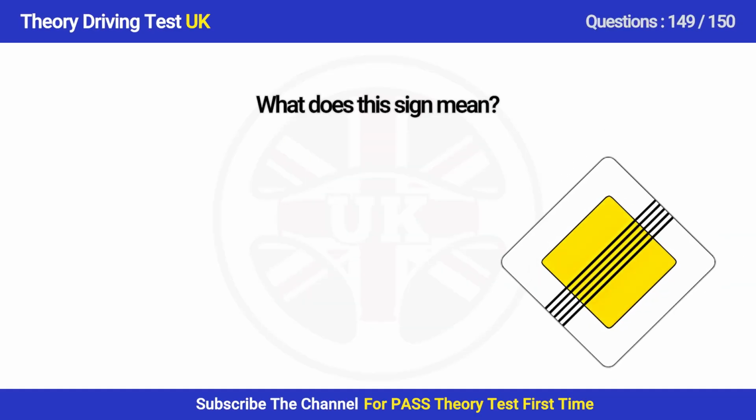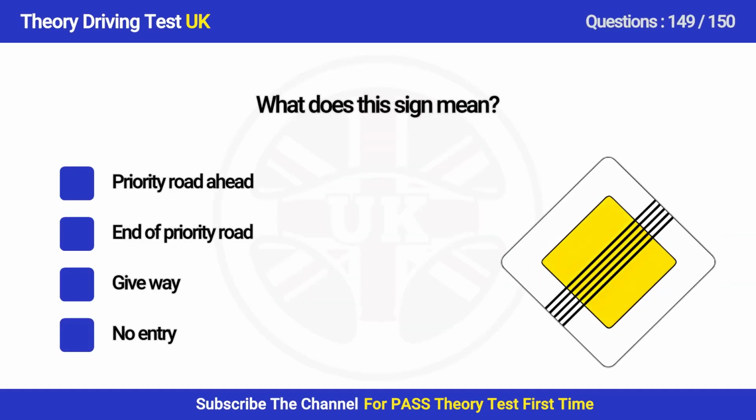Question 149. What does this sign mean? A. Priority road ahead. B. End of priority road. C. Give way. D. No entry.